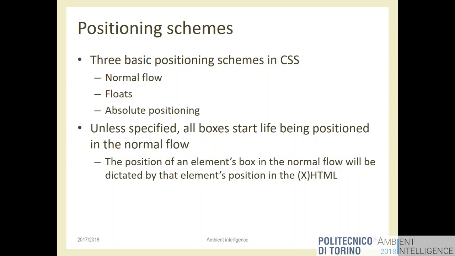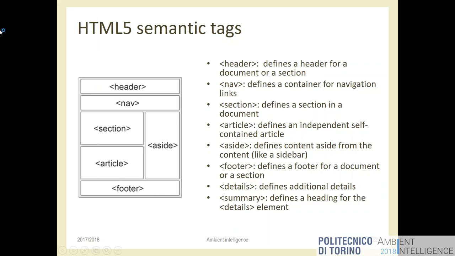So the normal flow is from left to right for inline elements, from top to bottom for block elements, except when we want to modify this algorithm. If I want, as we showed before in this picture, maybe we want to have some aside, some column on the side. So this picture could not be generated with the normal algorithm, because this aside is neither at the right of the section nor at the bottom. It's not at the right, not below.